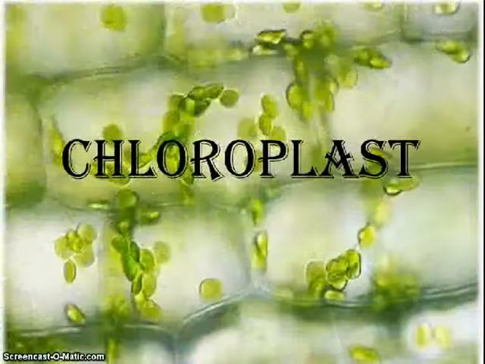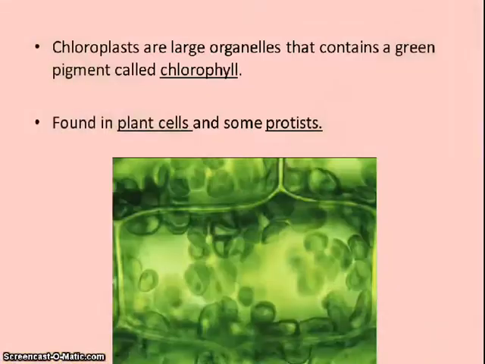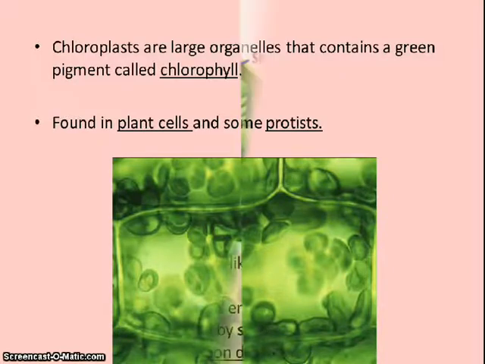So now we're going to move on with chloroplasts. Photosynthesis occurs in eukaryotic cell structures called chloroplasts. Chloroplasts are basically large organelles that contain a green pigment called chlorophyll, which traps light energy so that photosynthesis can take place. They are only found in plant cells and some protists.